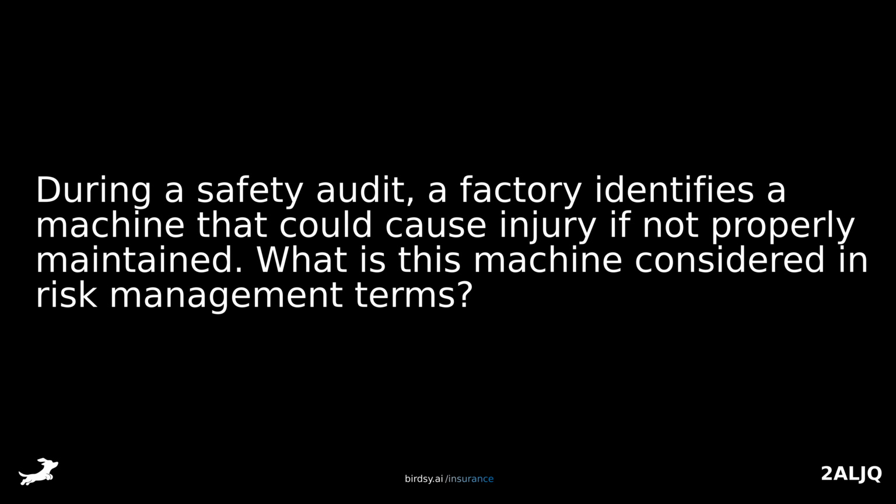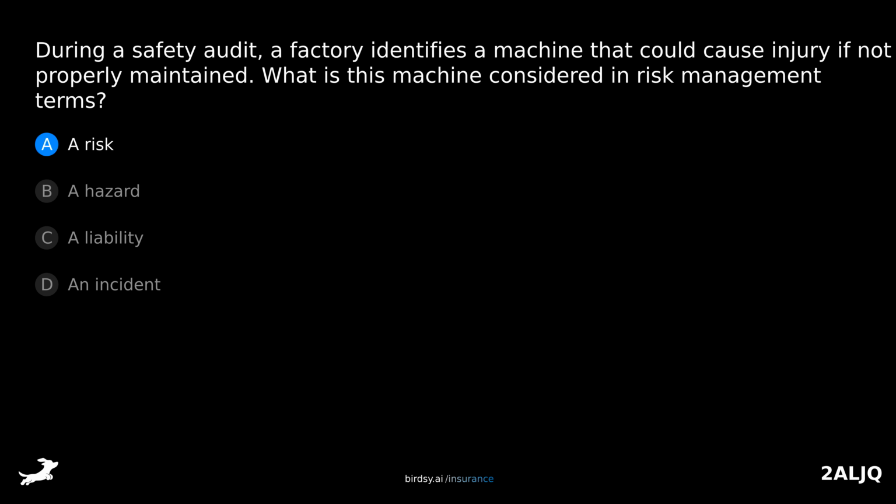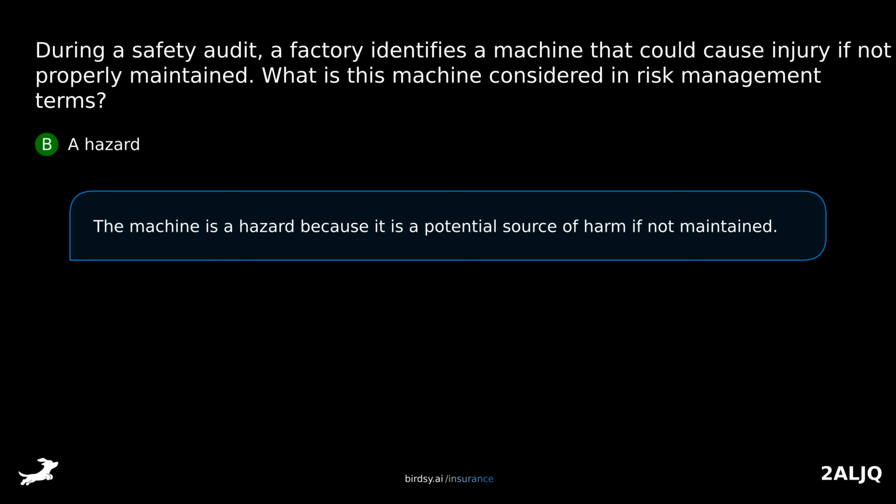During a safety audit, a factory identifies a machine that could cause injury if not properly maintained. What is this machine considered in risk management terms? Is it A, a risk, B, a hazard, C, a liability, or D, an incident? The answer is B, a hazard. The machine is a hazard because it is a potential source of harm if not maintained.